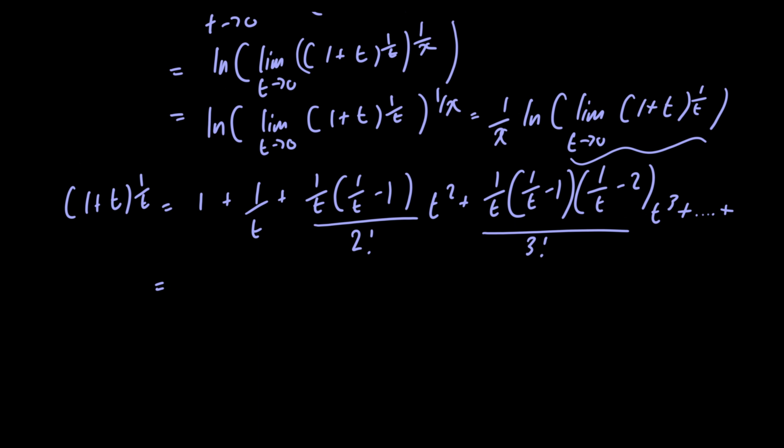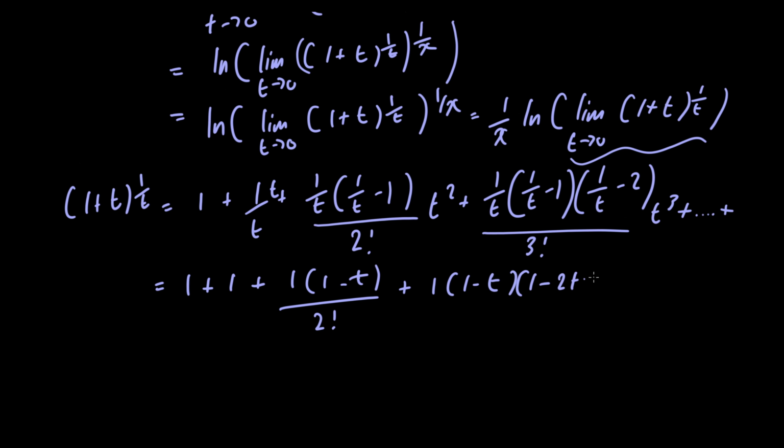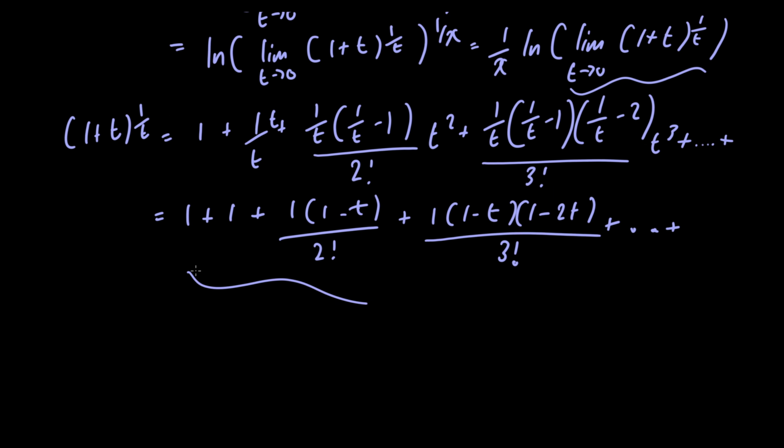We can simplify this as 1 plus, there should be a t here, so that's just 1 here, plus 1 times 1 minus t divided by 2 factorial, plus 1 multiplied by 1 minus t multiplied by 1 minus 2t divided by 3 factorial. We can now rewrite our expression using what we have here. So let's go ahead and do that.